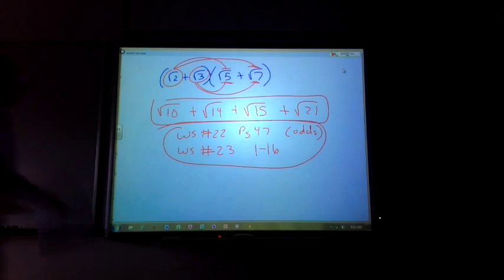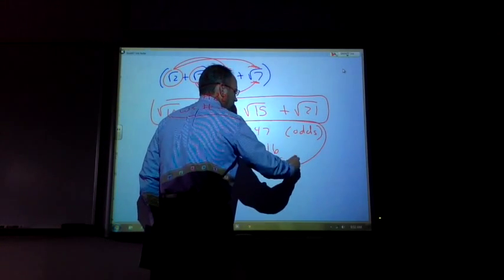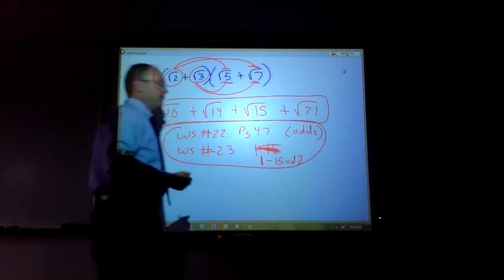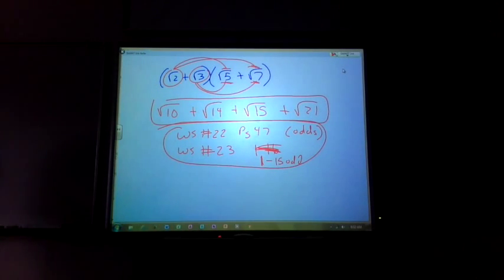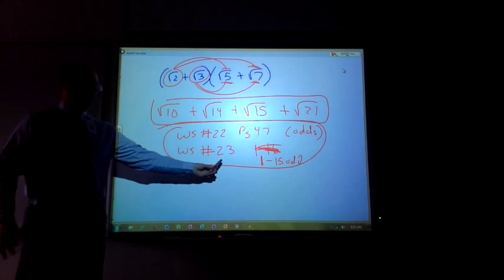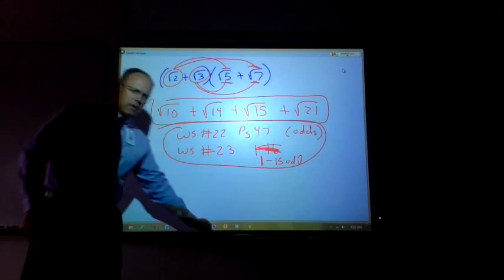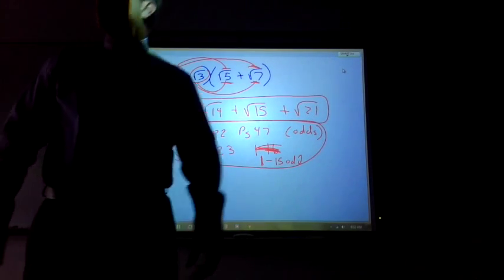Actually, let's do this. Let's make this 1 through 15 odd. I'll cut that down. Is that right? Oh, so we're doing all odd numbers: 1, 3, 5, 7 up to 15 here, and then doing the odds on page 47. Sound good?